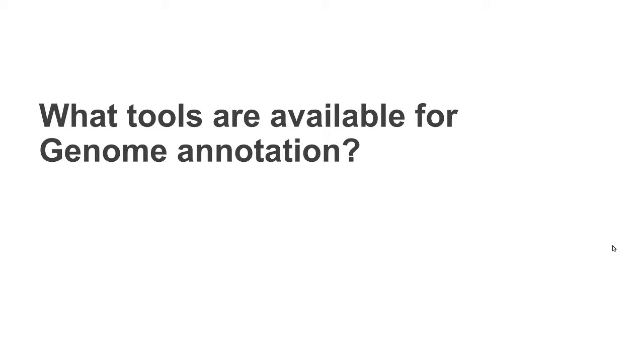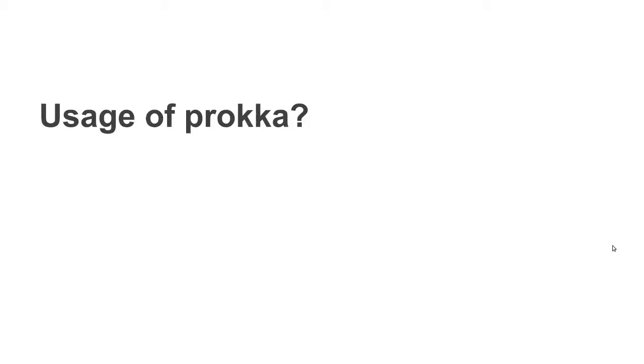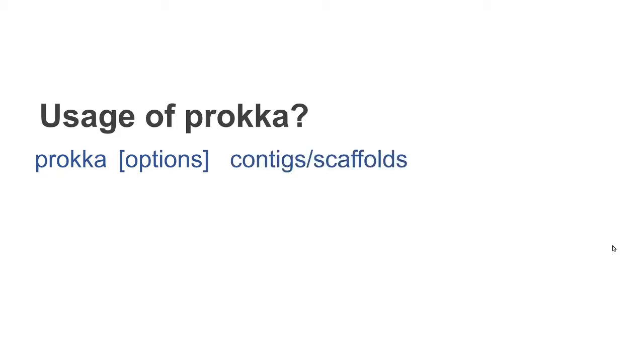There are a number of tools available to perform genome annotation, and they include PGAP, RAST, and Prokka. For today's tutorial, I'm going to demonstrate the genome annotation process using Prokka. Prokka is fairly simple to use. To use it, you first specify the Prokka command, then you indicate your options, and then you specify your contigs or scaffolds.